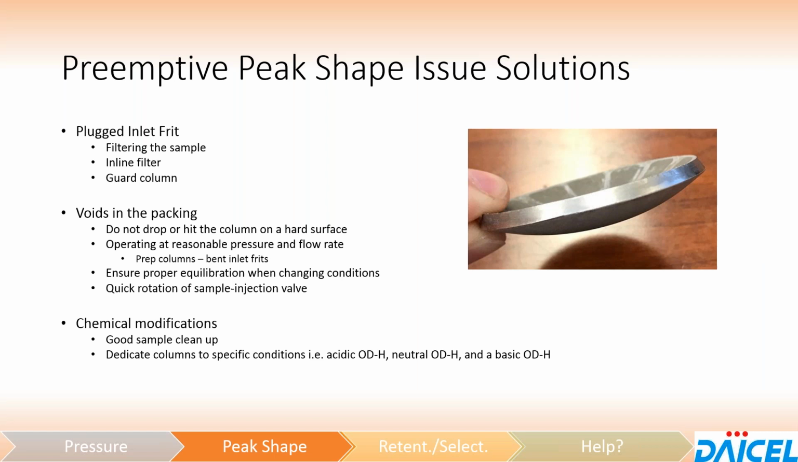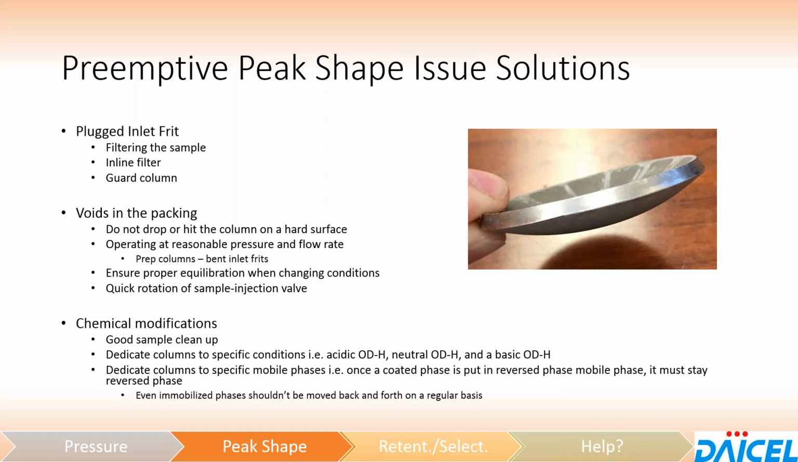It might be a good idea to dedicate columns to specific conditions. So for instance, in our lab, we have 3 different columns for ODH, so 5 micron OD. We have one for acidic conditions, one for neutral, and one for basic. That is to ensure that any modifier or any additives that have been put through the column are only acidic, no additives, or basic. In case there is some kind of memory effect, slight changes in the conformation of the polymer, you won't see odd things when it comes to your chromatography if you do this.